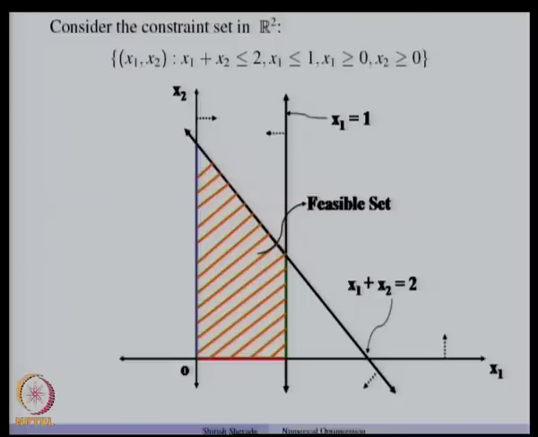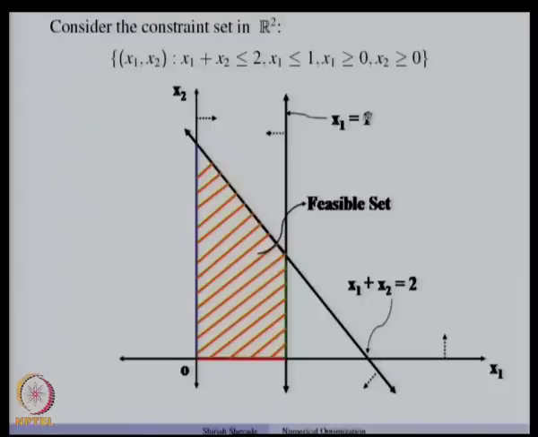The second inequality is x1 less than or equal to 1. So, first let us take the line which is x1 equal to 1. So, this is the line x1 equal to 1, and we are interested in all those x1s such that x1 is less than or equal to 1. So, that half space will again be denoted by this arrow. So, we are interested in the half space represented by this arrow corresponding to the line x1 plus x2 equal to 2, and this arrow corresponding to the line x1 equal to 1.